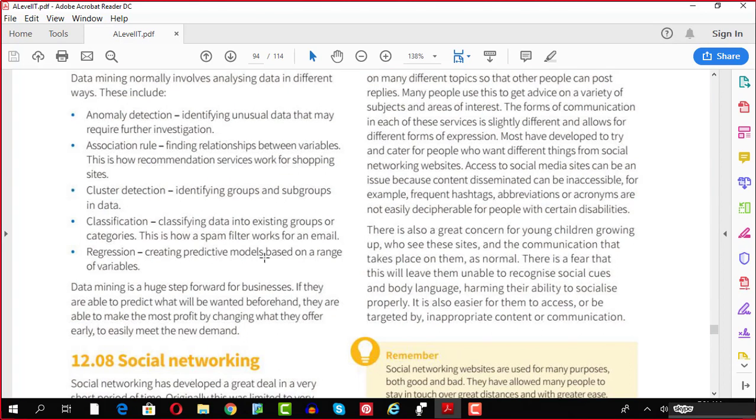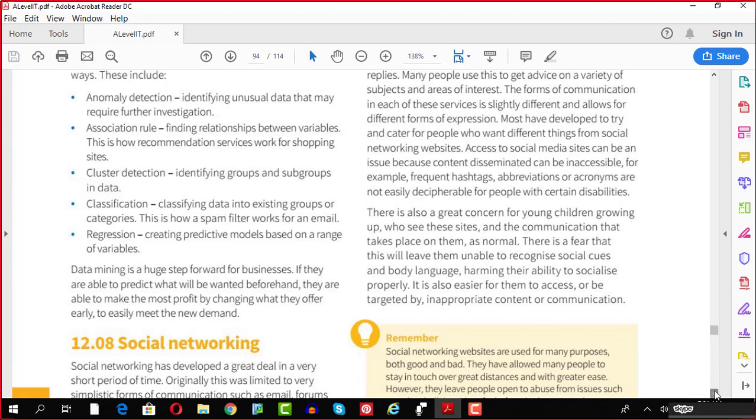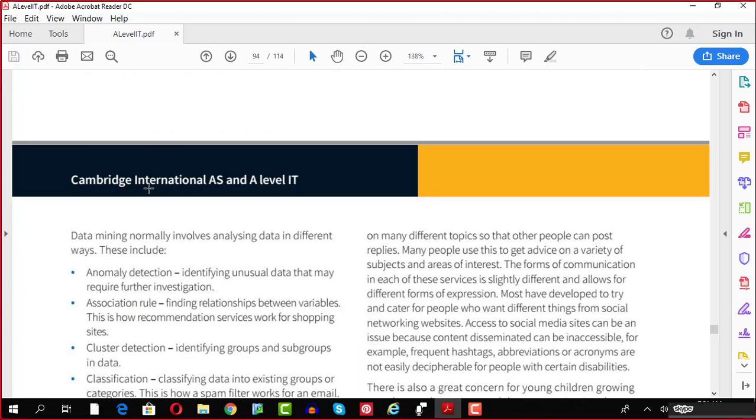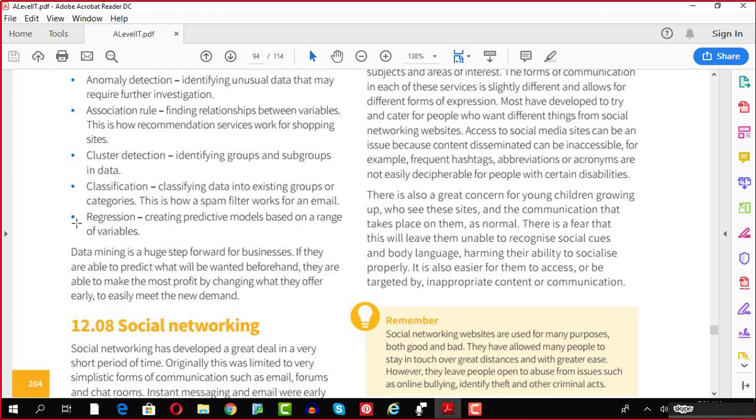Regression, creating predictive models based on range of variables. Predictive models basically means that if this happens, then you do that, otherwise you do this. So you can even play further with data. How is that so? You can say that if I'm able to find this particular data, then it should be saved in this data, otherwise it should be saved in this data. You get the point, right? So these are the different types of data mining usually done.